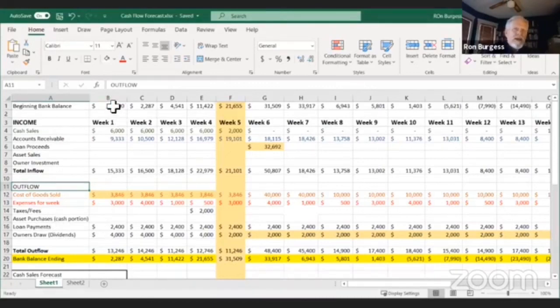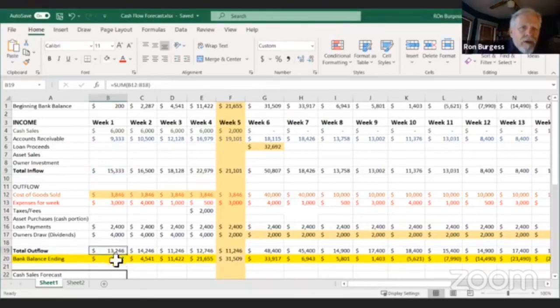You put your bank balance up here, you increase it by this much, you decrease it by your total outflow, and there's your balance. And so what you end up with is this nice spread, and it shows you how the bucket balance is going to be.